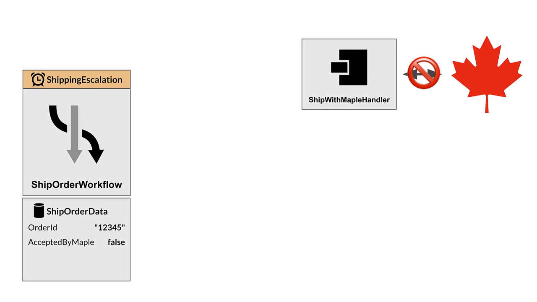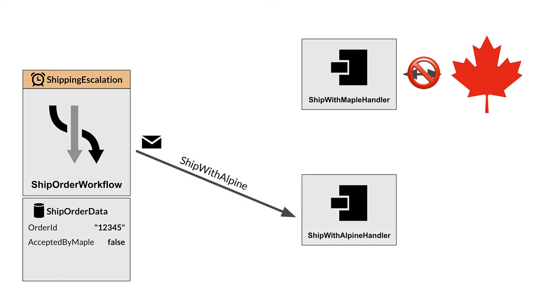Now that we've given up on Maple, the Saga will send a ship with Alpine command to a ship with Alpine handler. We also need to request a new shipping escalation timeout so we can handle any failures from Alpine, and update the Saga to show sent to Alpine equals true. This way, when the timeout happens again later, we'll know we already tried sending to Alpine.